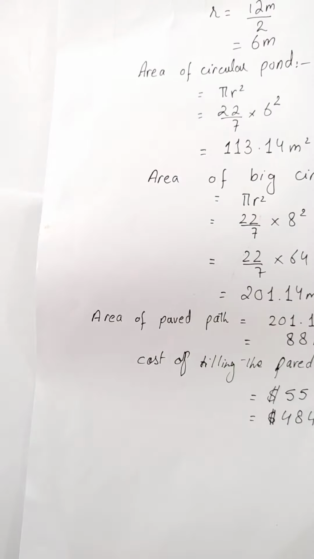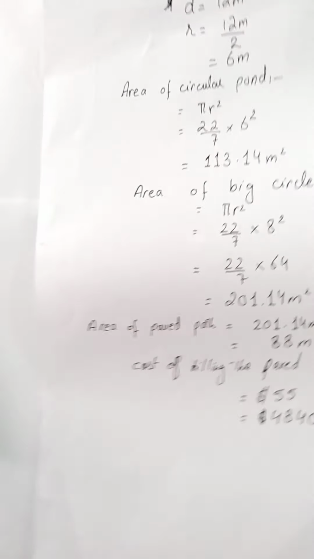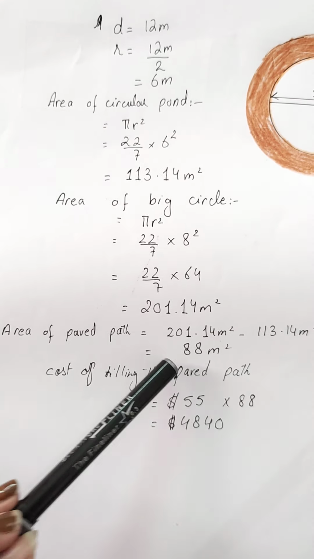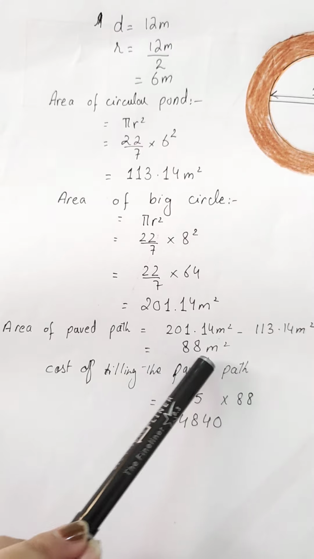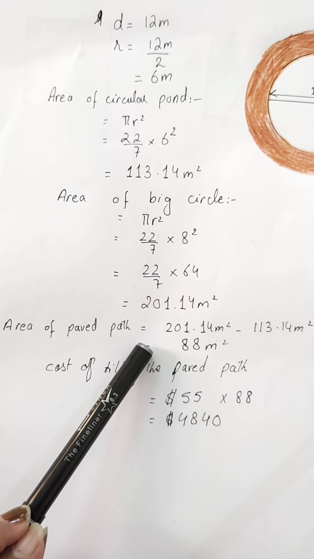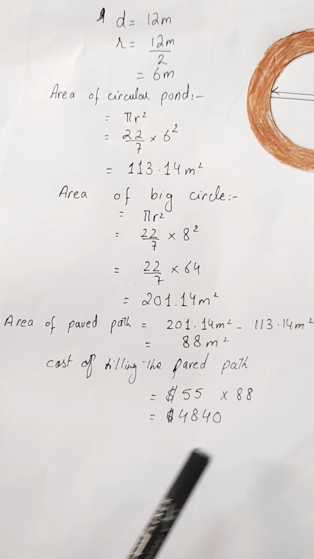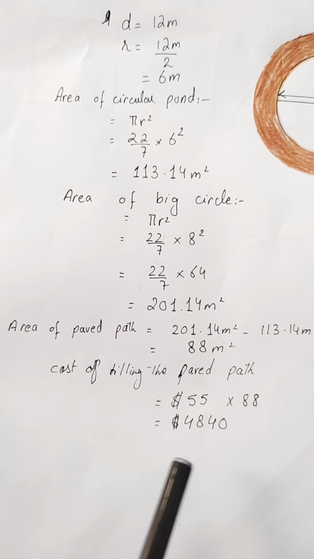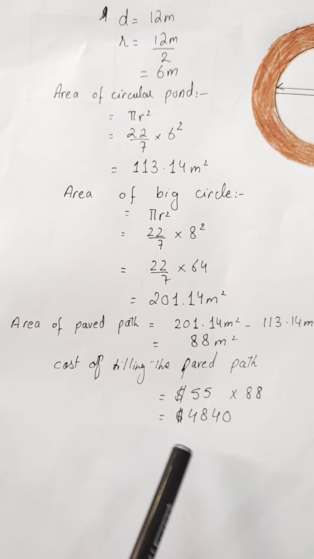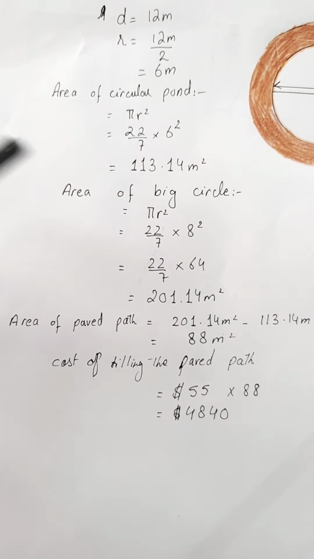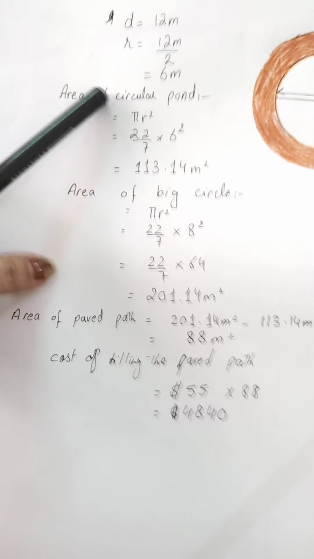So if the cost to tile 1 meter square of floor is 55, what is the area? The area of the paved path is 88 meters square. So what will be the cost? Just simply multiply $55 with 88. You will get 4840, which means $4,840. This is the answer for tiling the paved path.